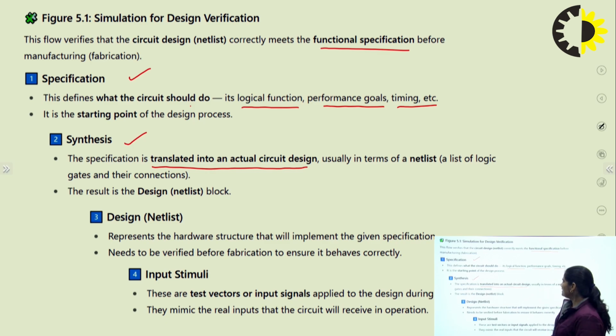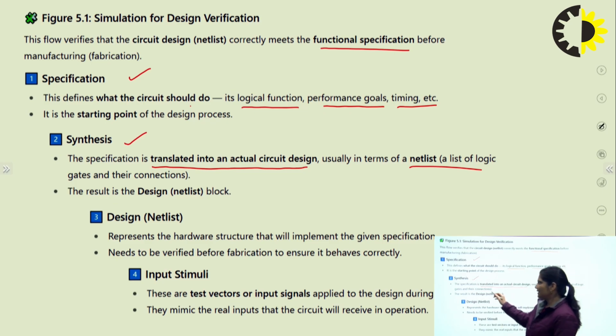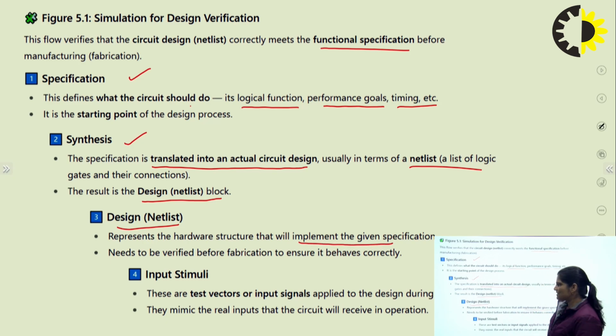So usually, in terms of netlist, it means how many gates we have to take and what connections we have to make. All of this happens in the synthesis process, so the result is in the form of a design netlist block. Next is the design netlist. This represents the hardware structure that will implement the given specification, and it needs to be verified here before fabrication, and we have to check whether it behaves correctly or not.